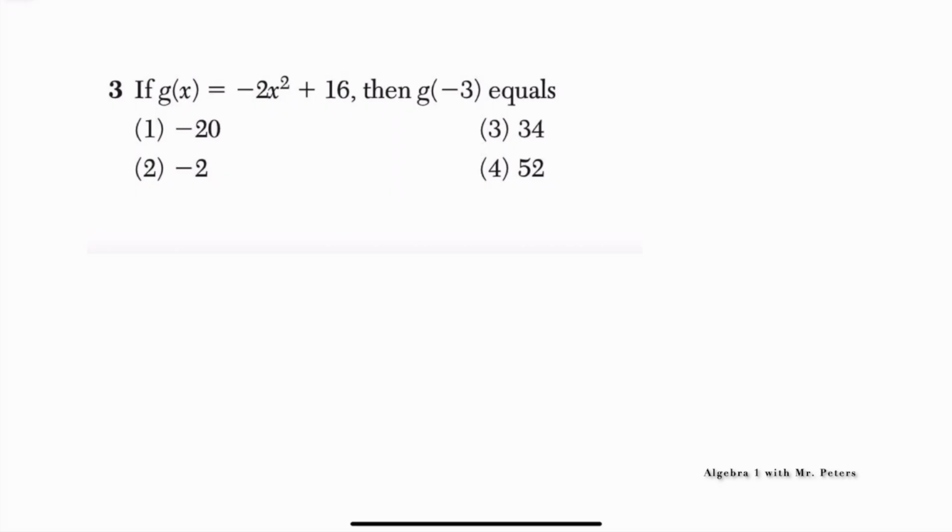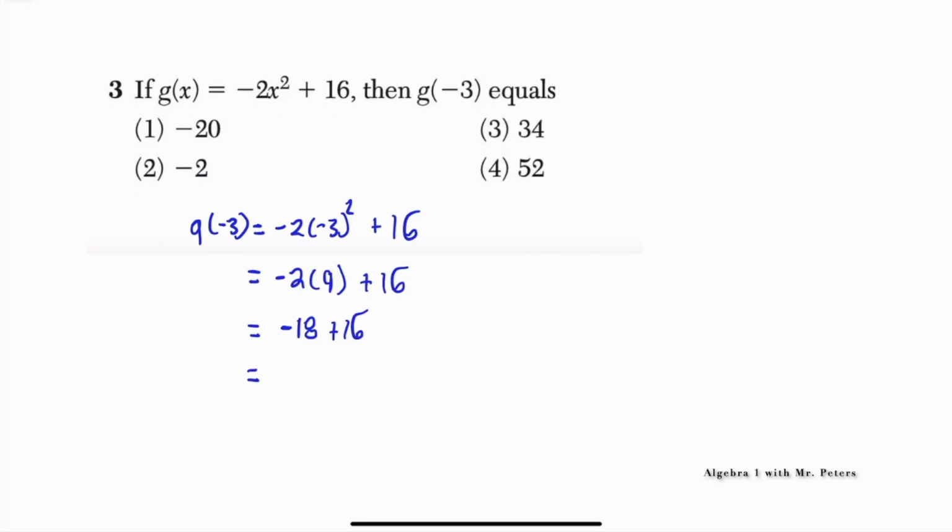Problem number 3, they give us a function and we're going to have to evaluate it. So they give us the g of x function is equal to negative 2x squared plus 16. So if we substitute negative 3 into this function for x, what is our answer going to be? And just remember, we're going to do order of operations. I've seen students multiply 2 and 3 and then square it, but that will be wrong. So after we square 3, we're going to get negative 2 times positive 9 plus 16, meaning we'll have negative 18 plus 16. When we simplify this, we know that g of negative 3 is going to be equal to negative 2. So the correct answer is going to be answer choice number 2.